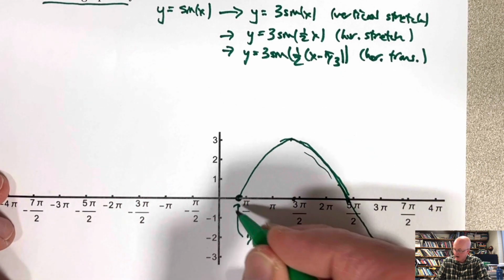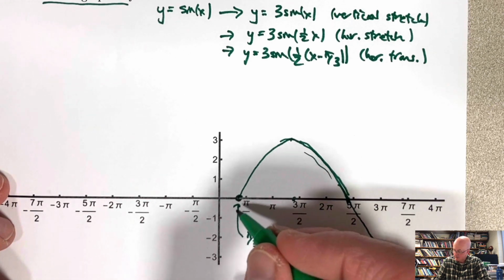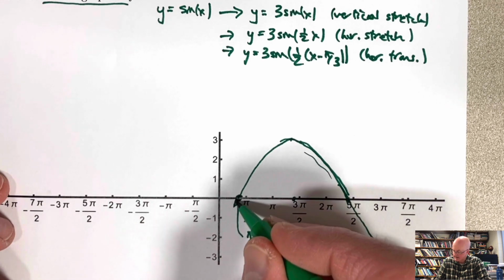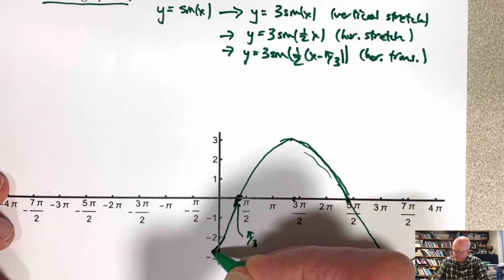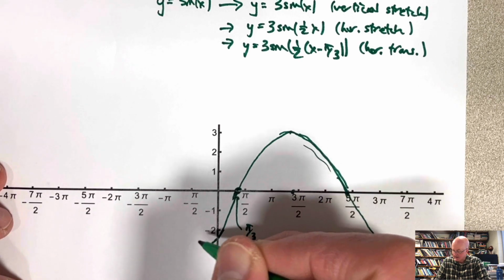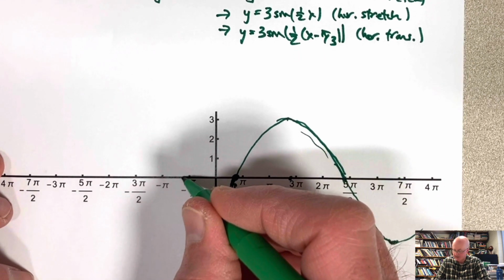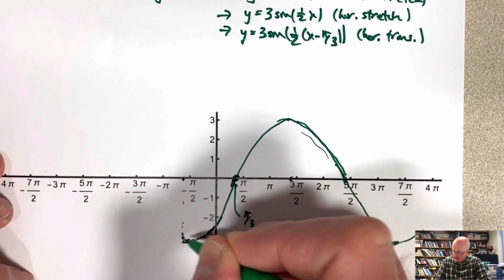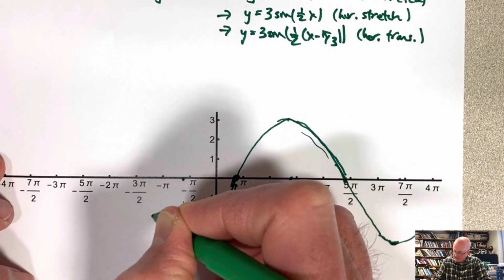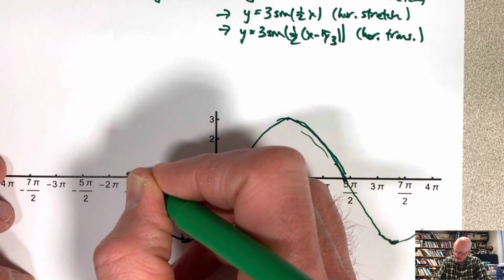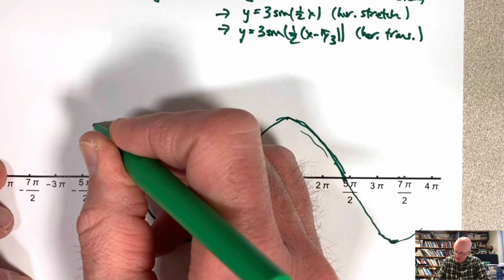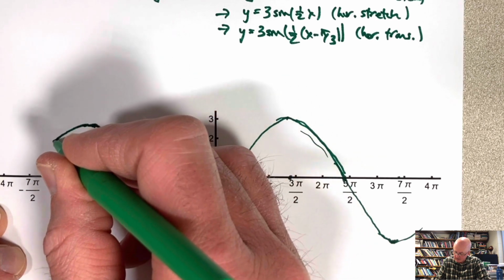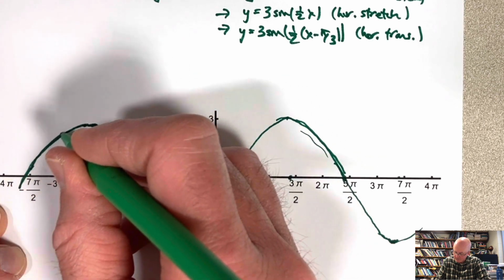All right, continue the graph. You might want to use a calculator to help you draw this more accurately. I'm not sure exactly where it's going to cross the vertical axis here, but it's going to have its low point, pi over 3 units to the right of negative pi, right around here or so. And continue. Something about like this is what the graph is going to look like over here. Okay.